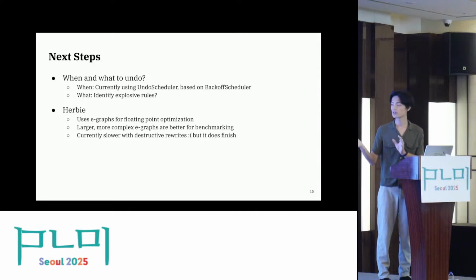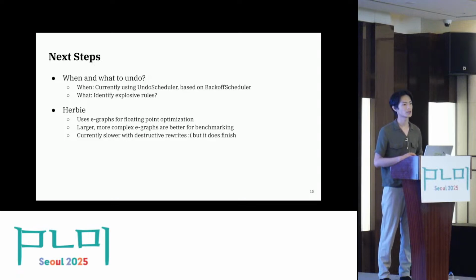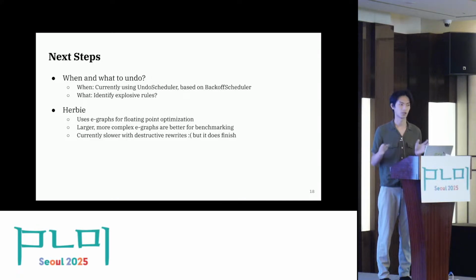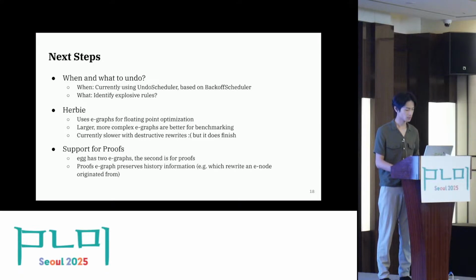So this is pretty nice for benchmarking. I've been working with this. It's currently slower than if you ran Herbie normally, but it is nice that it does finish on time. It's not much slower. So I think with a few more strategies, for example only undoing certain rules, this approach might actually work. And lastly, as I was talking about before, support for explanations is also still a work in progress.